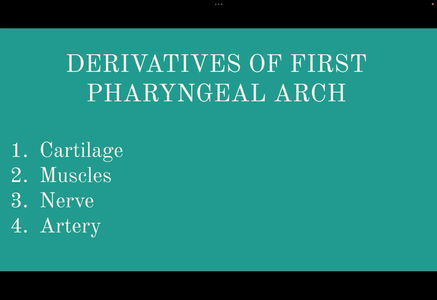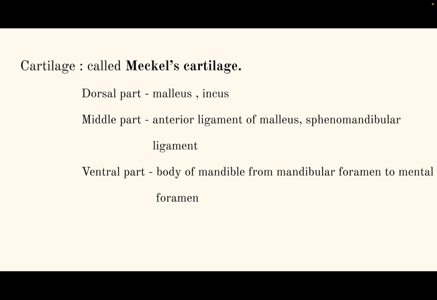Derivatives of the first pharyngeal arch can be discussed under the following headings: the cartilage, muscles, nerve, and artery. Cartilage. The cartilage of the first arch is also called Meckel's cartilage. The dorsal part of this cartilage gives rise to the malleus and incus.